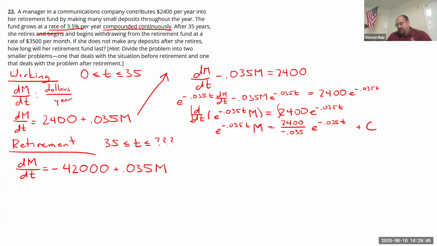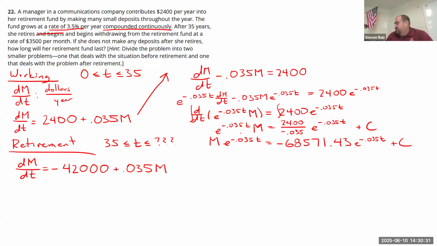So let me go ahead and approximate that coefficient. 2400 divided by 0.035, so 68,571. So e to the negative 0.035 t times M equals negative 68,571.43 e to the negative 0.035 t plus c. I just left off the M, didn't I? M.